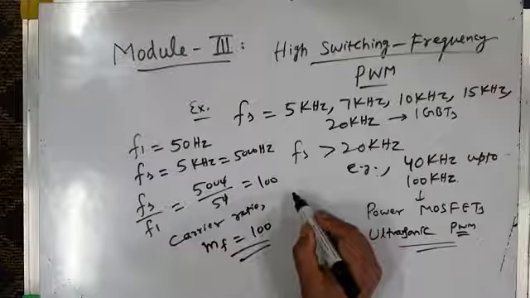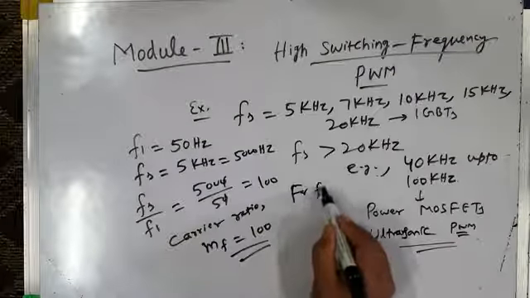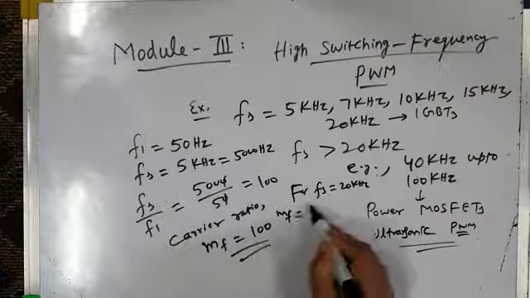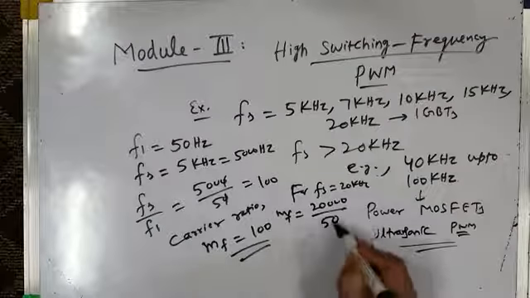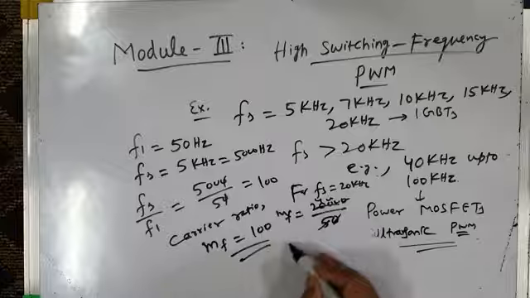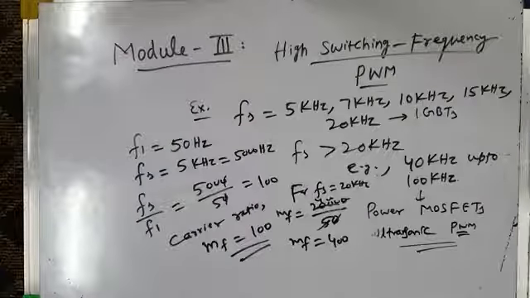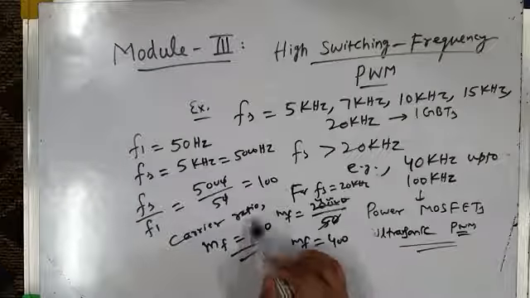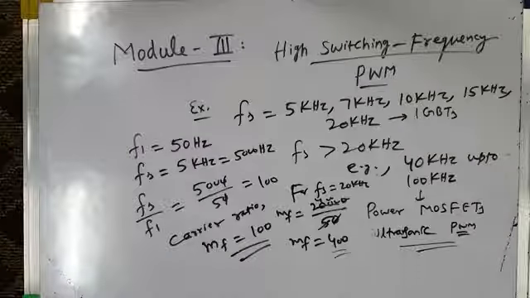If your switching frequency is 20 kilohertz, what will be the carrier ratio? It will be 20,000 hertz by 50 hertz fundamental frequency, that is 400. So we can have carrier ratio of the order of tens or hundreds, like 100, 200, 300, 400 and so on. So we can go for high switching frequency PWM.